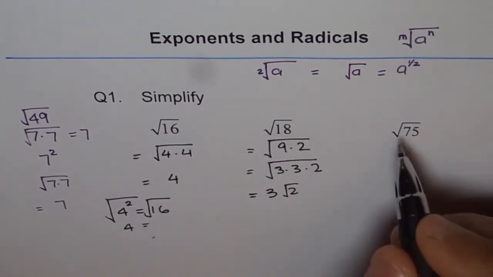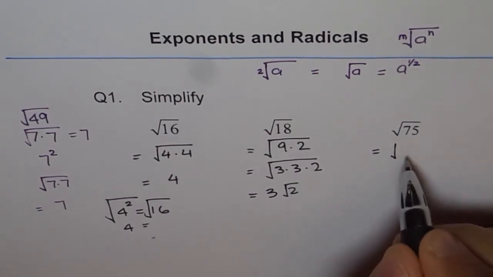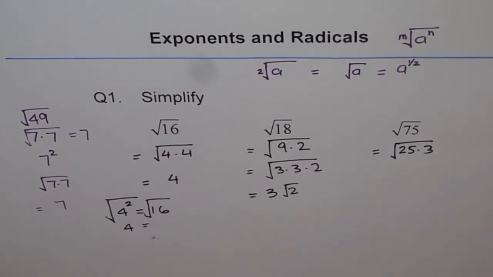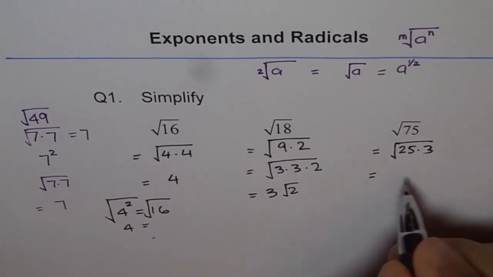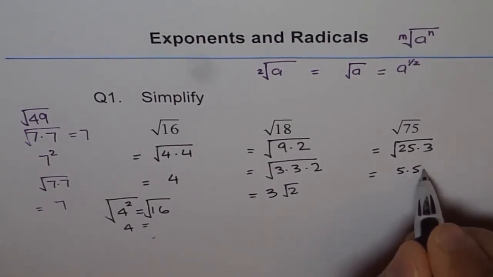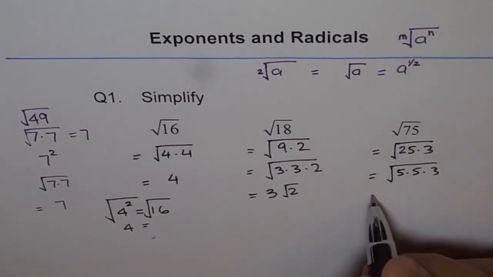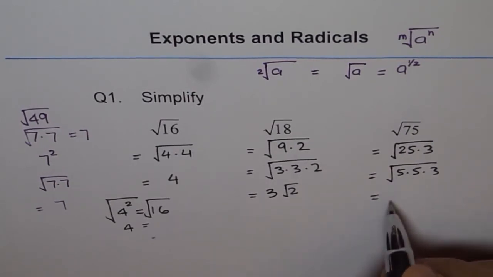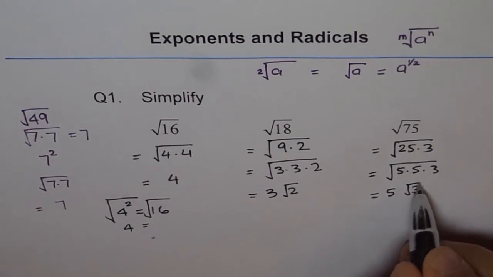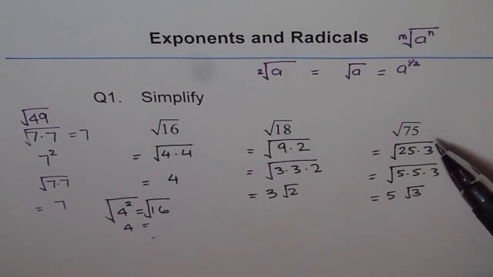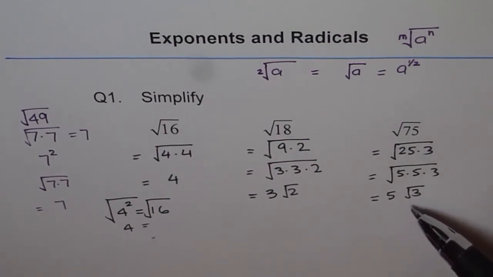Both are the same. Similarly, 75 could be written as 25 times 3, right? The dot in the center indicates multiplication. 25 is 5 times 5, times 3, right? So we factored. In fact, we did prime factorization here, right? And there are two 5's. One of them can be taken out and you get 5 square root of 3. Therefore, we get square root of 16 is equal to 4, square root of 18 is equal to 3 square root 2, and square root of 75 is equal to 5 square root of 3.